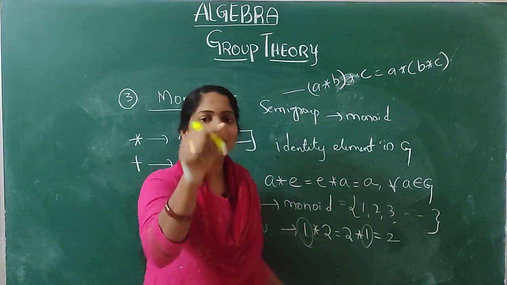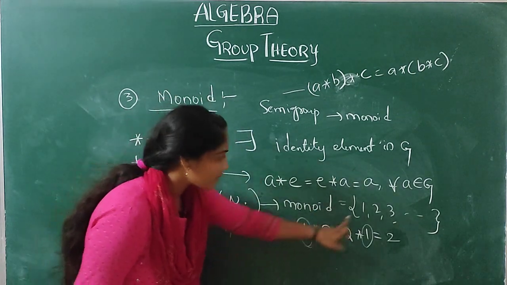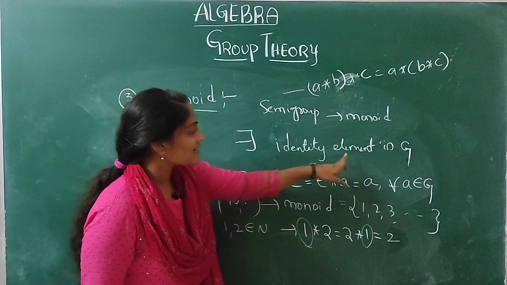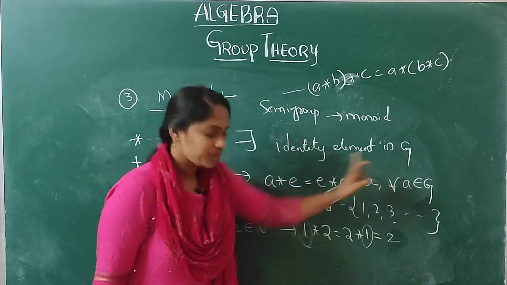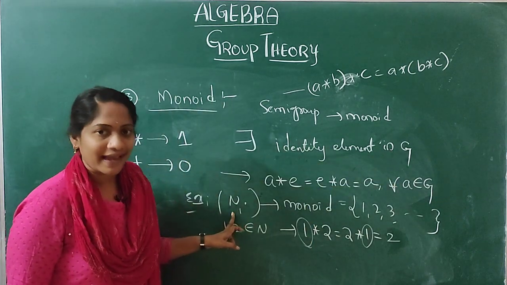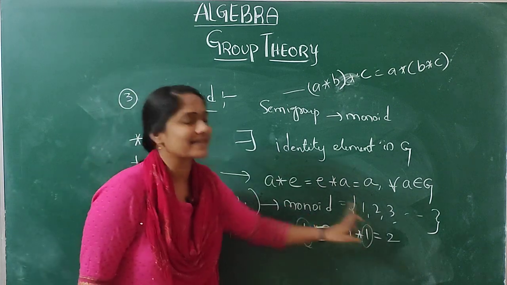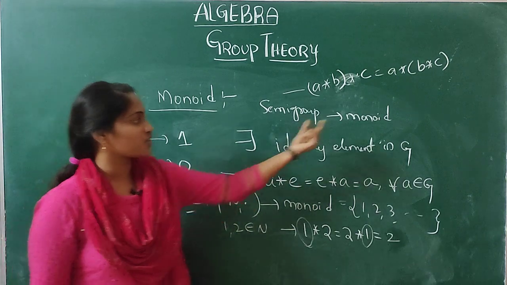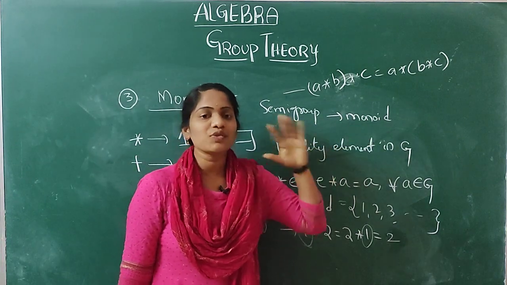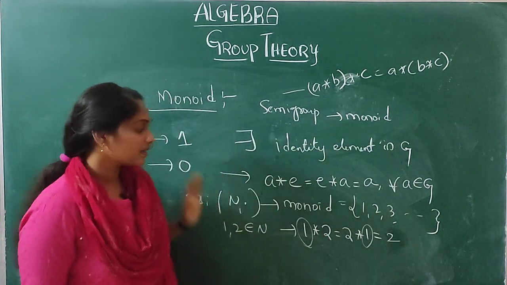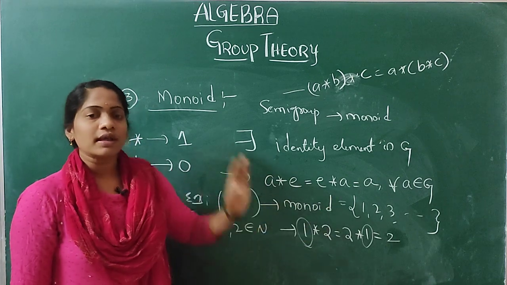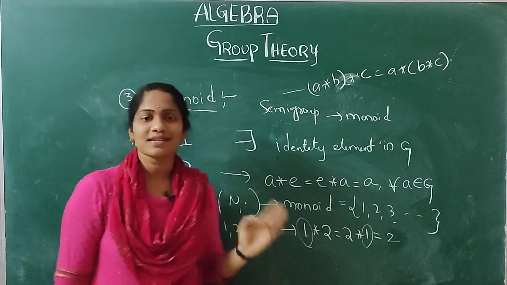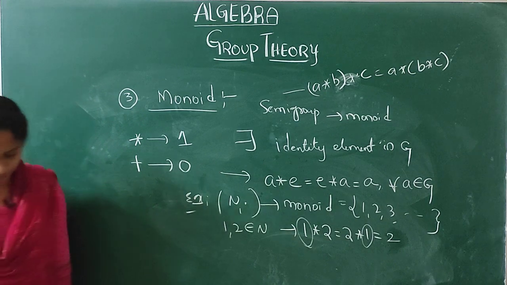So whether 1 belongs to N or not? Yes, 1 belongs to N. So the identity element should exist in G. Here in the place of G we are having N. Yes, the identity element exists in N. So yes, N comma dot, this algebraic structure is a monoid. In this way you have to check whether the given structure is a monoid or not, that is, whether the identity element exists or not. Okay na?